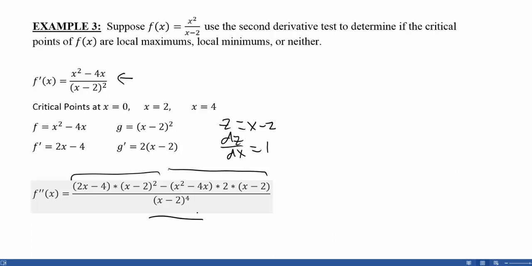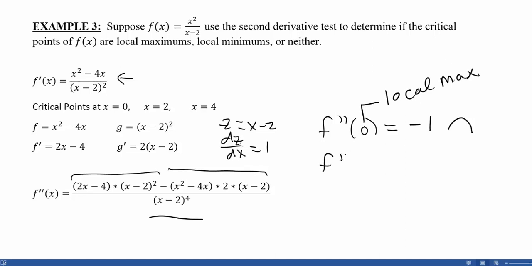So once you have your second derivative, you want to plug in each of your points to determine if they're local maxes, local mins, or neither. So if we plug in a 0, it all crunches down to -16 over +16, which is going to give me a -1. So if your second derivative is negative, that tells you that the original function was concave down and that your critical point is a local max. So x equals 0 is a local maximum.